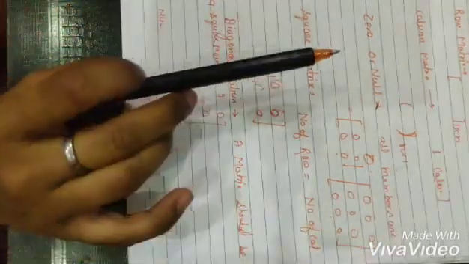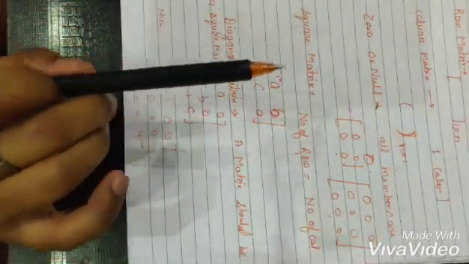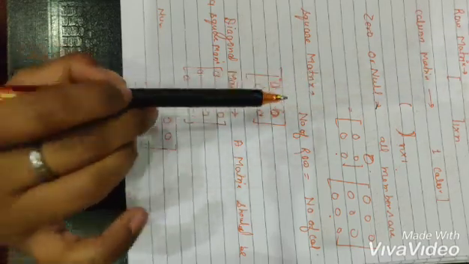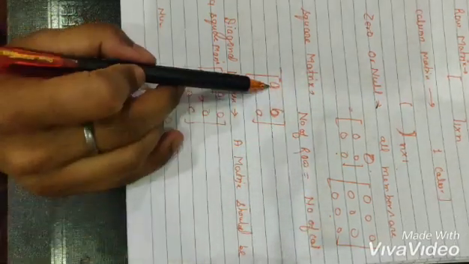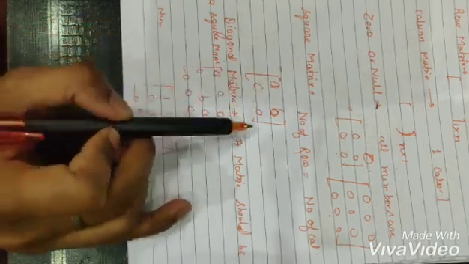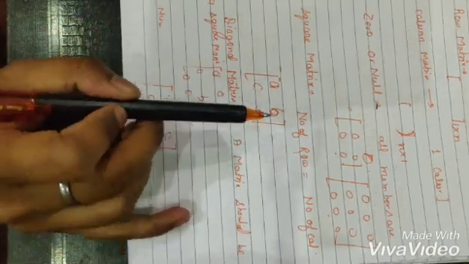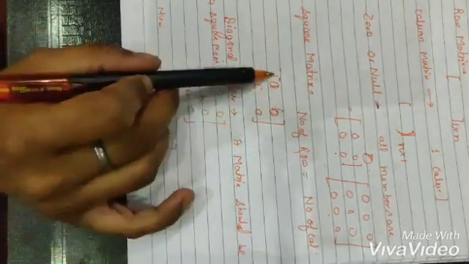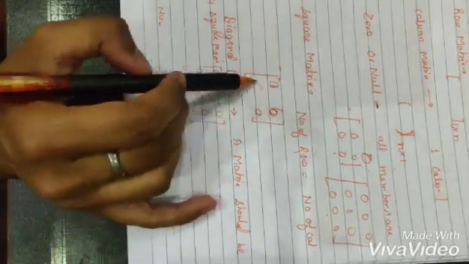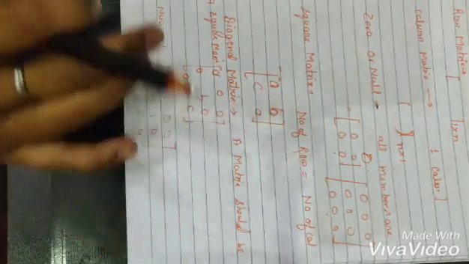A square matrix. This is the most important topic. When the number of rows is equal to the number of columns, it is known as a square matrix, such as A, B, C, D. A 2 cross 2 matrix is a square matrix because here there are 2 rows and 2 columns. This is the first row, this is the second row, this is the first column, this is the second column.